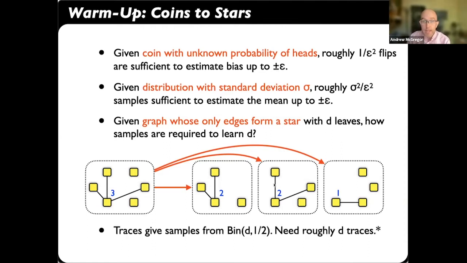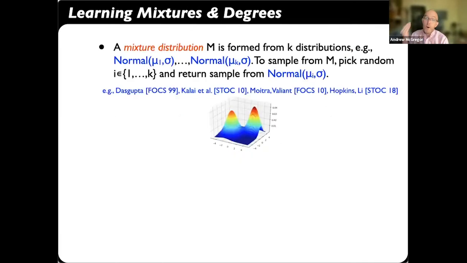Using that second bullet and the standard deviation of the binomial distribution, you can conclude that if you have d traces, then you'll be able to work out what the degree of this graph is. And for this special family of graphs, that was all there was to learn, the degree of the single star in the graph. I should say I'm glossing over some technicalities, like in some of these traces it's conceivable that the center of the star could disappear, but I'm not going to worry about that sort of stuff in the introduction. A more involved inference task arises when you talk about mixtures of distributions.